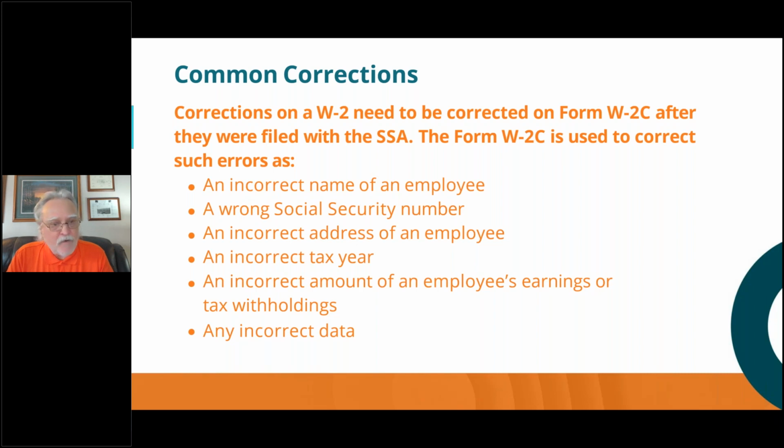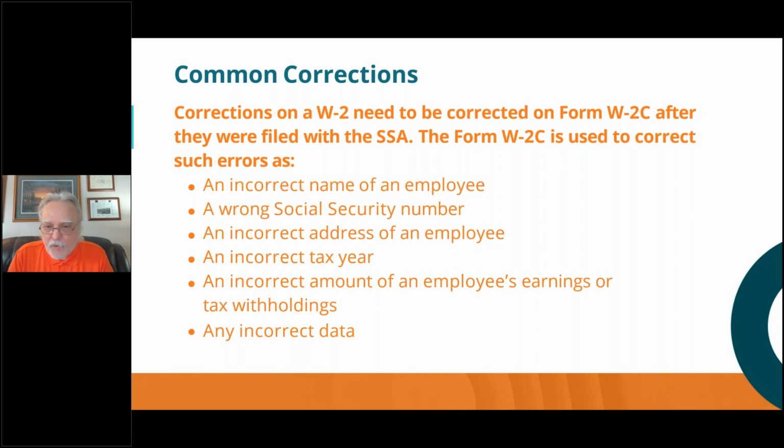Perhaps they got married or whatever, and they changed their name. They forgot to tell you, or you forgot to change it in the system. You do have to have the correct name. Wrong social security number, could be a typo, could just be a mistake that was in your system. Incorrect address, they moved and they didn't tell you. Incorrect tax year, you grabbed an old file, or you grabbed the wrong group of data.